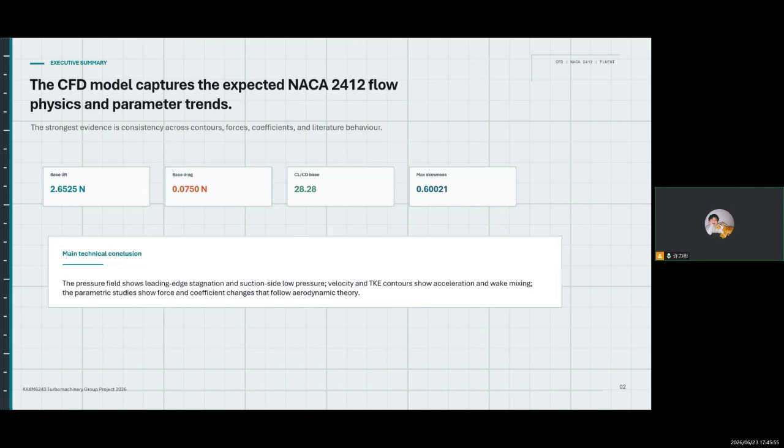The main technical conclusion is that the pressure field shows high pressure near the leading edge and low pressure on the suction side. These pressure differences create lift. The velocity and TKE contours also show flow acceleration and wake mixing. Overall, the simulation results follow basic aerodynamic theory.